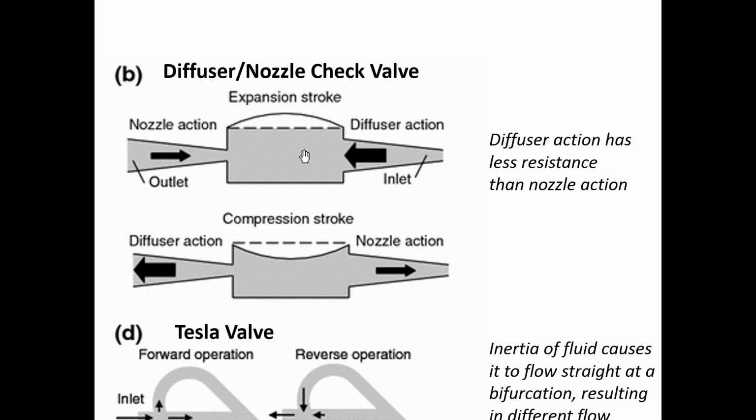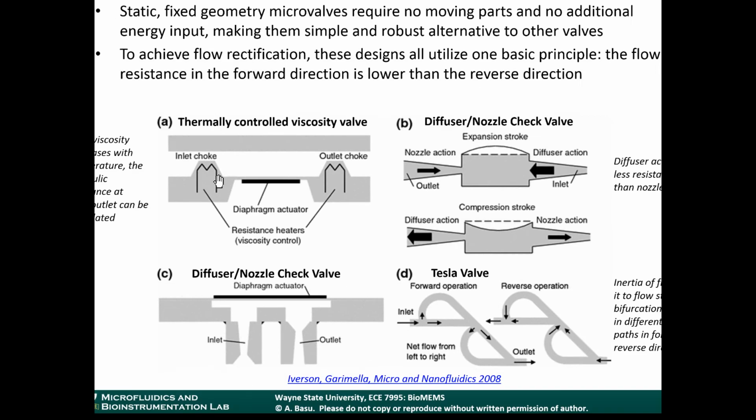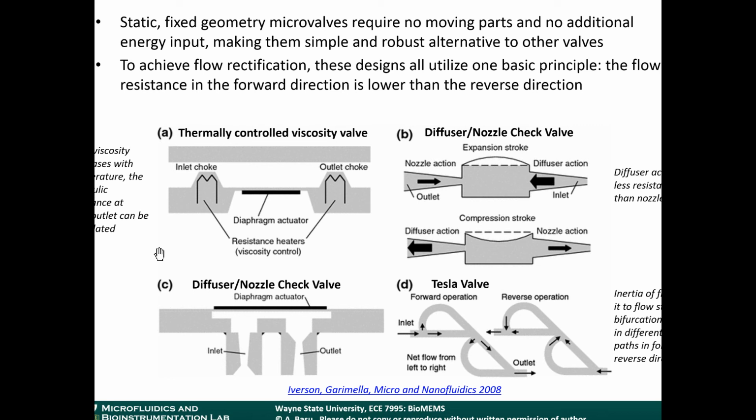So the beauty of this type of design is that all you need is two of these triangular type channels, and of course you need your diaphragm. But you don't need to have moving parts. You just rely on the fact that these components have different resistances in one direction versus the other. Any questions on that? This design is also used here too. Okay, this is the diffuser nozzle design.